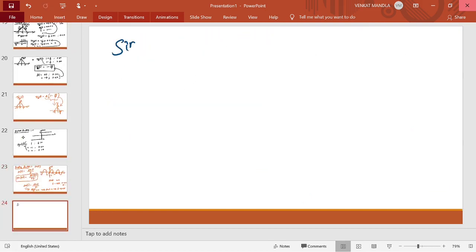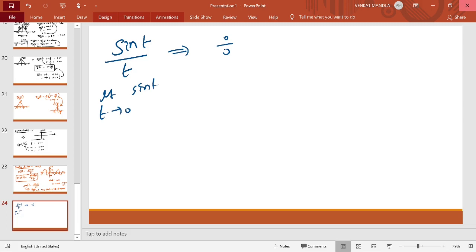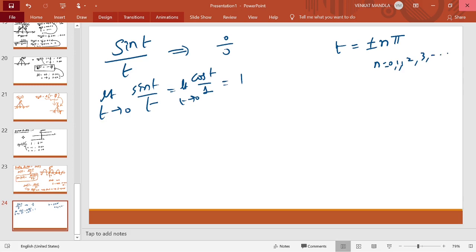How do we represent sin t by t? At exactly t equal to 0, what is the value? You get a 0 by 0 form: sin 0 over 0. So what do you have to do? Apply L'Hospital's rule. The limit as t tends to 0 of sin t by t gives cos t by 1, and the limit as t tends to 0 is 1. At exactly t equal to 0, you have the value 1. At t equal to plus or minus n pi, n equal to 1, 2, 3 and so on, the value is 0. But at exactly t equal to 0, you have the maximum value 1.